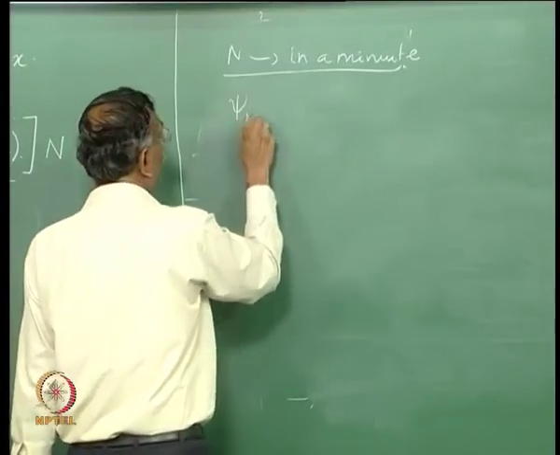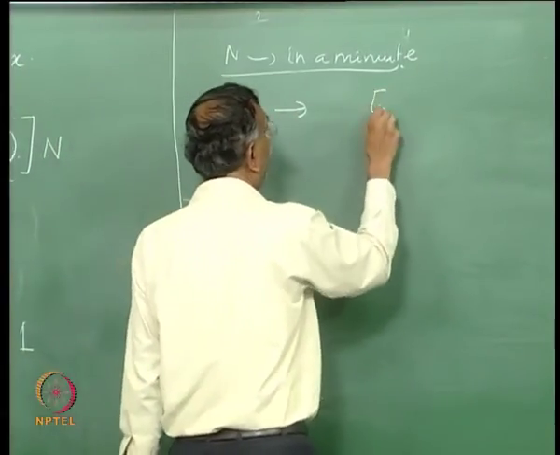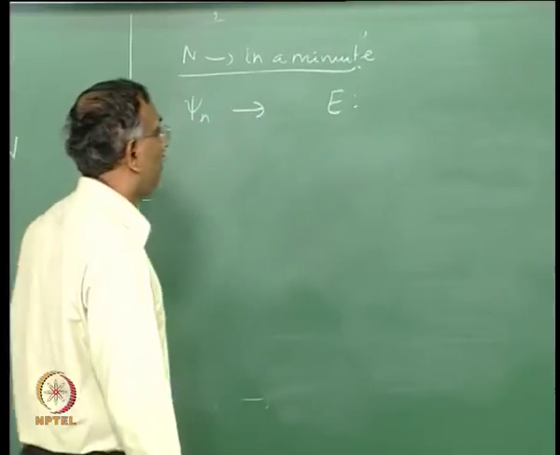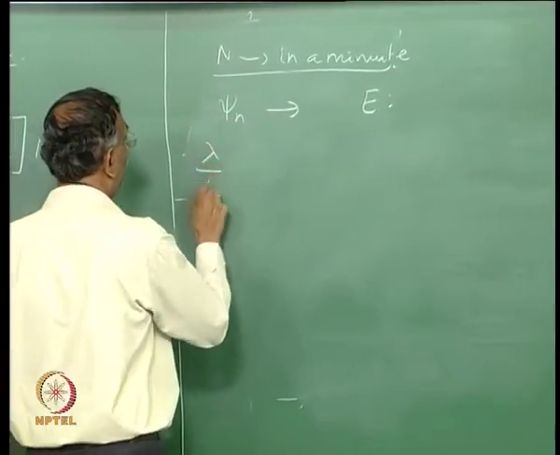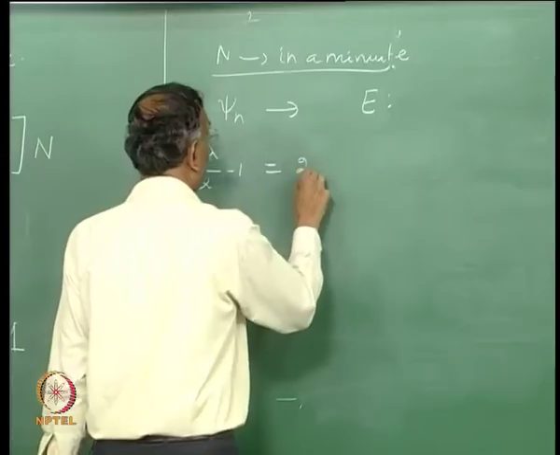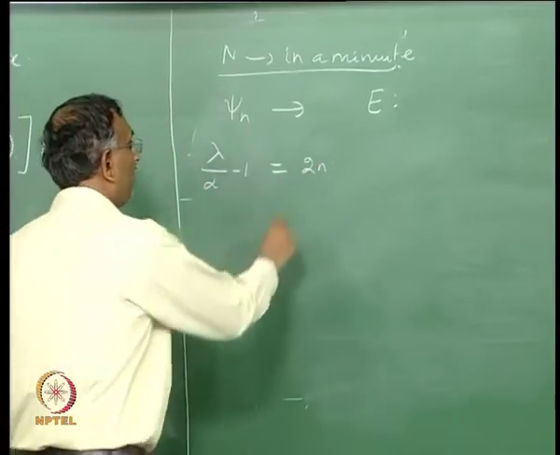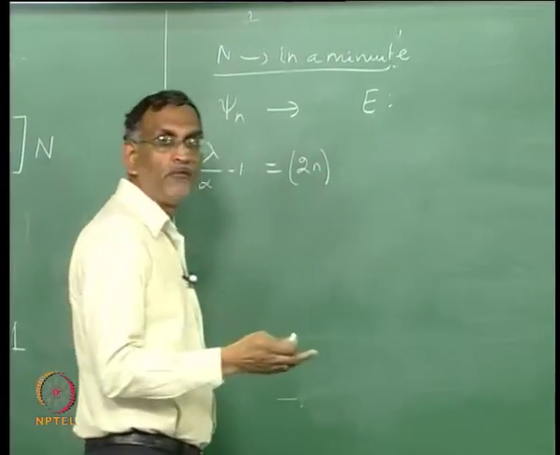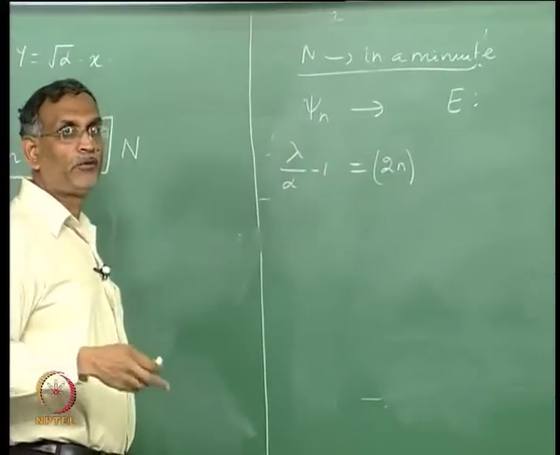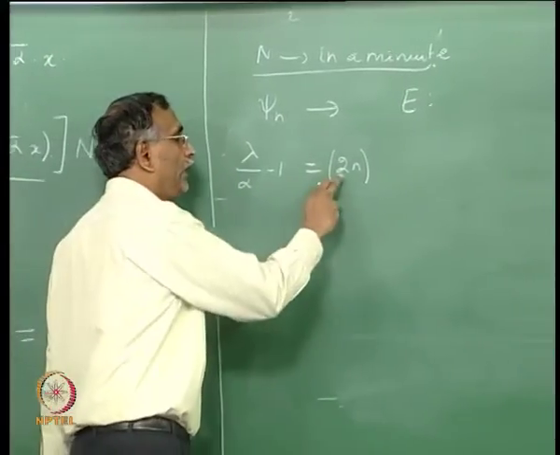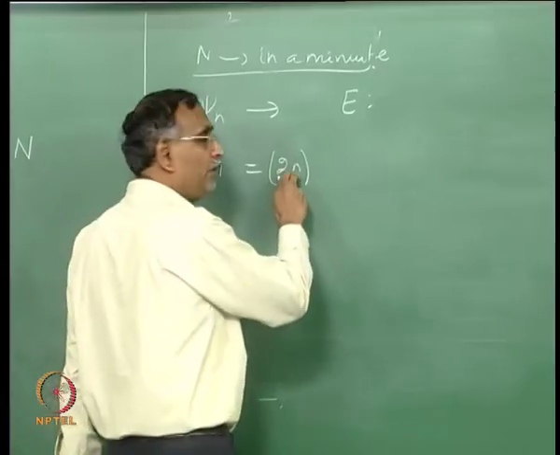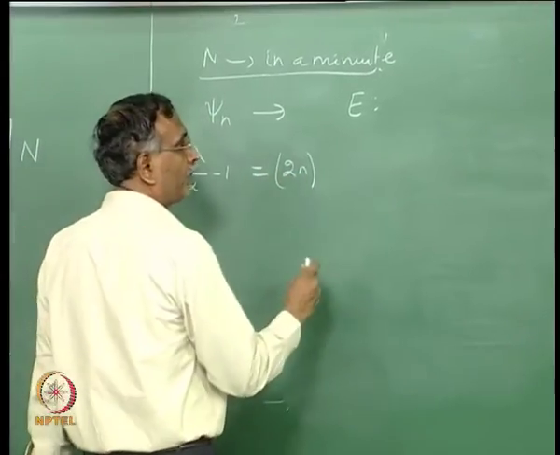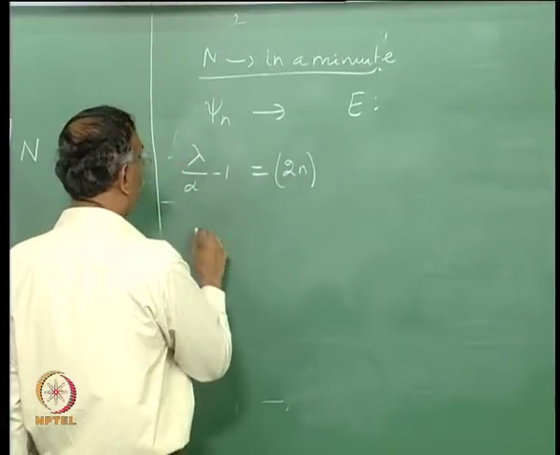each psi n corresponds to a given energy E. Remember, when we set lambda by alpha minus 1 is equal to 2 n for any given value of n, we put in 2 n, but that was for the coefficient a to the 2 n, and therefore, for any Hermite polynomial of order n, it was truncated at that.